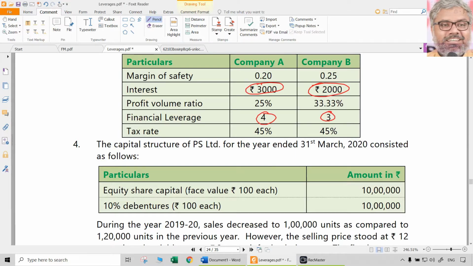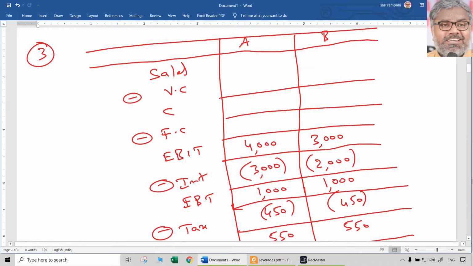Now, other things are given like margin of safety is given 0.2 and 0.25. Margin of safety once again has to be understood as margin of safety ratio. So margin of safety 0.2 means for company A, degree of operating leverage will be 1 divided by 0.2, that is 5. For company B, 1 divided by 0.25, that will be 4. What is this? Degree of operating leverage.